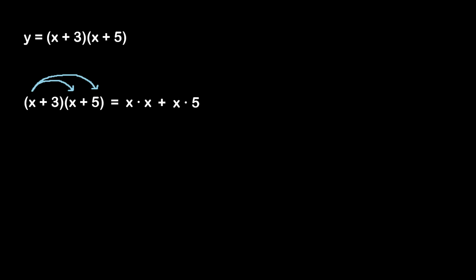Then I'll draw these two orange arrows over here to indicate that we will be multiplying the 3, or the second term of the first pair of brackets, by each of these terms in the second pair of brackets again. So in this case we'll have 3 times x plus 3 times 5. I will add some color coding to help you better visualize this.